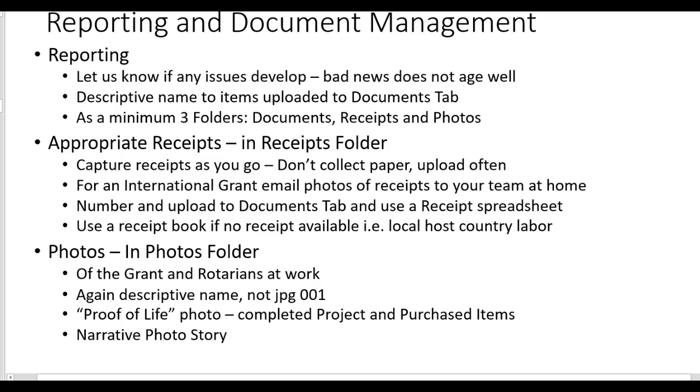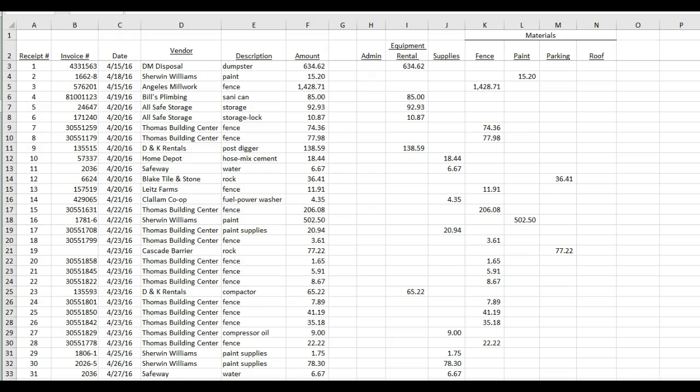And I'll show you at the end a narrative photo story that some folks use that does a good job of telling your story. Here's an example of a spreadsheet that was used, and they captured the information as it came in. This was for a home rehabilitation with Habitat for Humanity. So you see the receipt numbers, the invoice numbers. They did that for their own benefit. We don't necessarily need it. The date they entered it, who the vendor was, and what it was for.